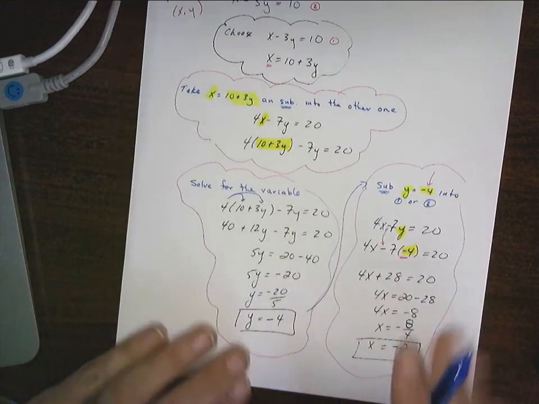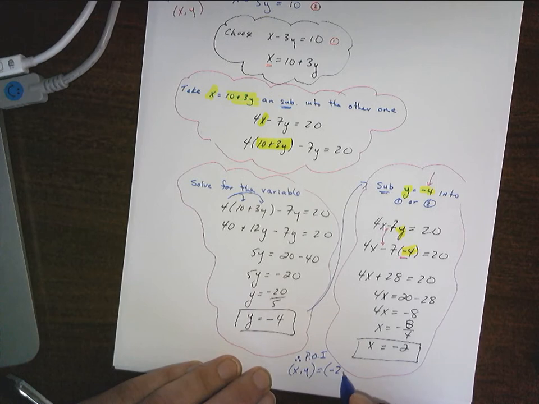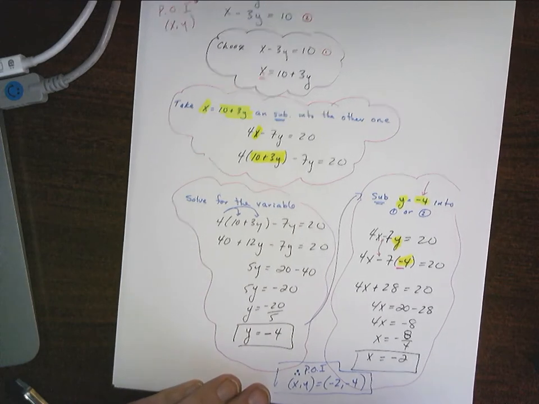So you now know, and I've run out of room to put it, but I can maybe fit it in right here. Therefore, the point of intersection, which is x comma y, is equal to negative 2 comma negative 4. And that is the final answer to this question.